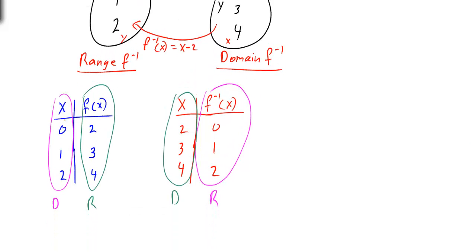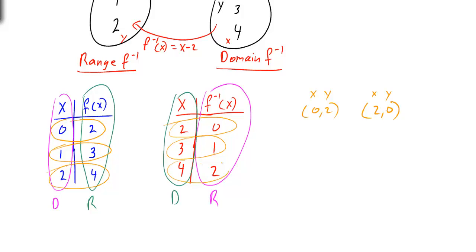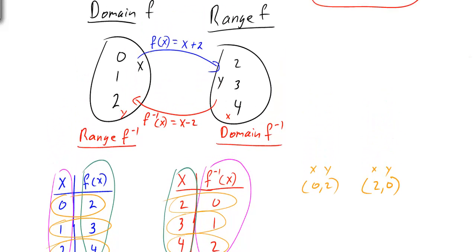So if you were to look here where we have 0, 2, over here we have 2, 0. So in other words, where we have the point 0, 2, the inverse function would have 2, 0. So again here we're switching around our x and y values. So where here we have 1 and 3, we now have 3 and 1. 2 and 4 for the inverse function becomes 4 and 2. So the function f of x takes you from these x values to the y values over here on the right. The inverse function takes you from the 2, 3, and 4 back to the 0, 1, and 2.